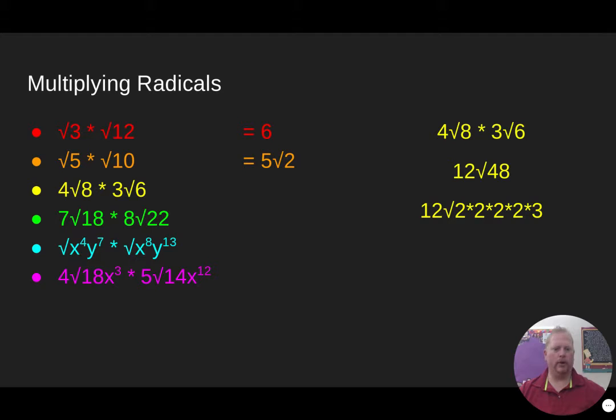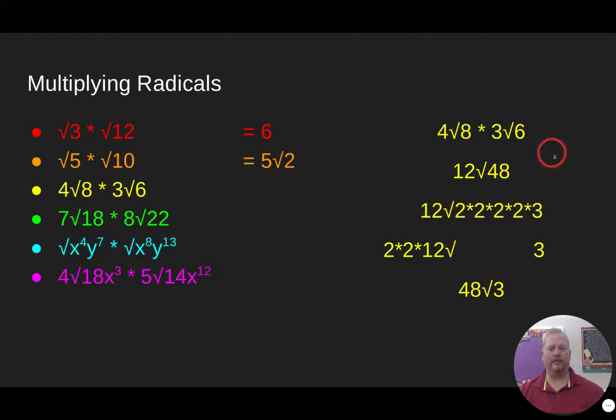Okay, so then I can take one group of 2 and move that to the outside. Remember, only one of them makes it on the outside. I could also take another group of 2 and move that to the outside. Remember, only one 2 makes it out. And that 3 doesn't have a partner, so it has to stay inside the square root jail. So on the outside, I've got 2 times 2 times 12, which is 4 times 12, so 48. And that square root of 3 stays square root of 3.